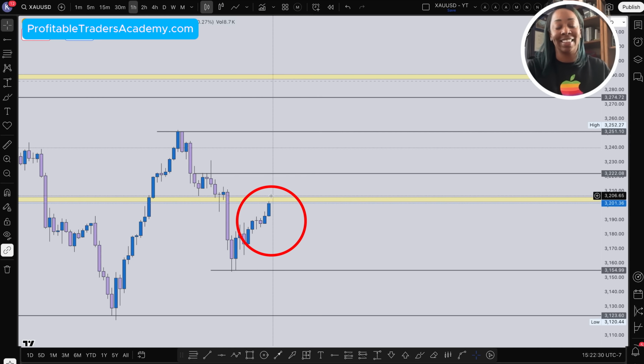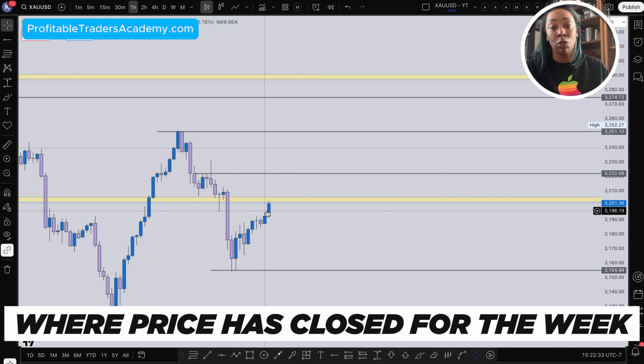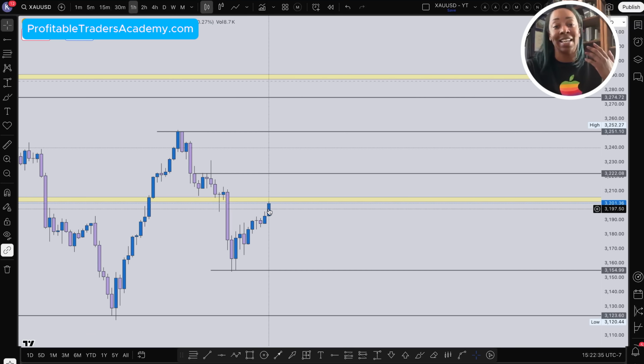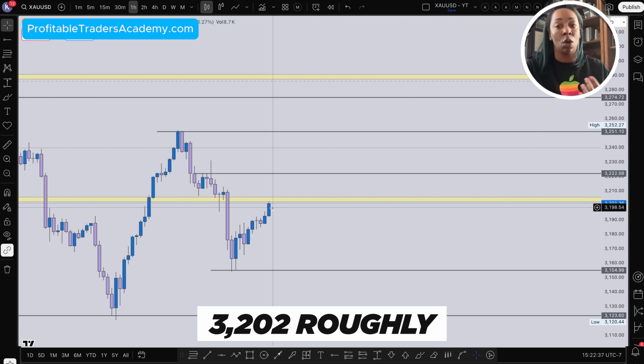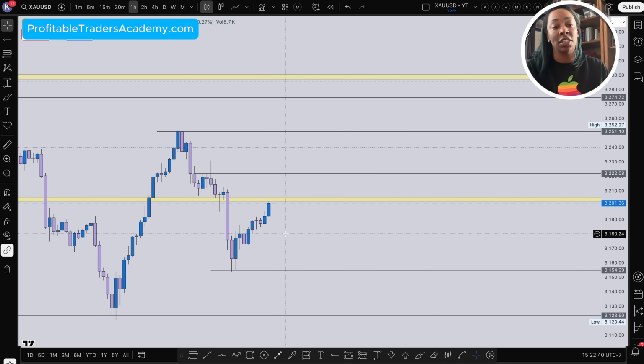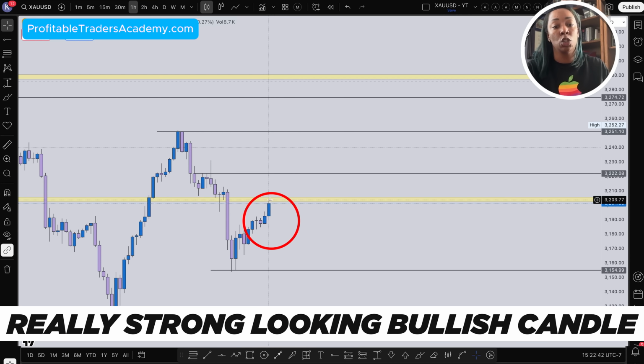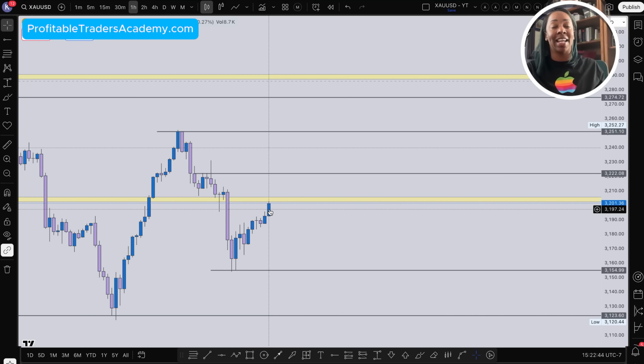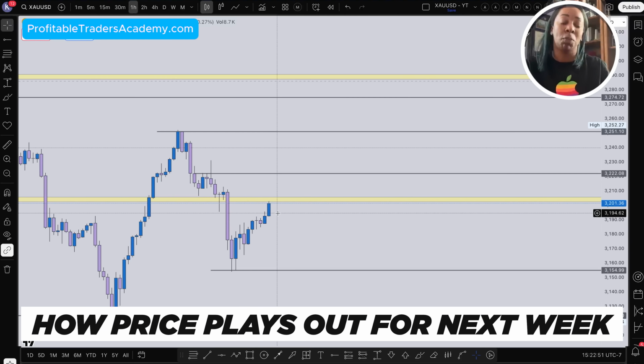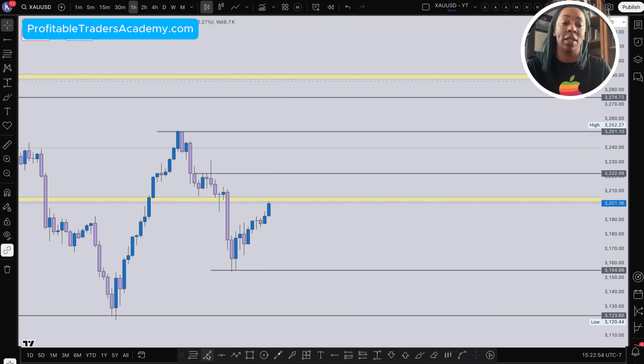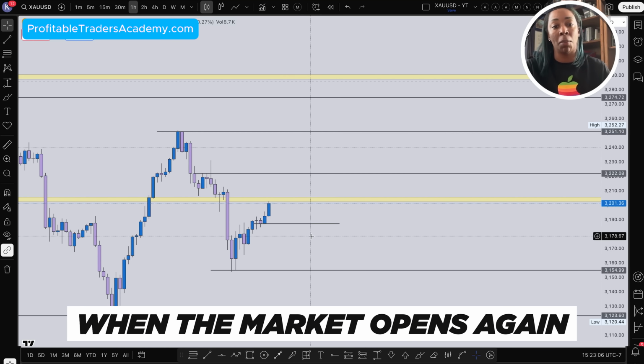So now we're at this level where price has closed for the week. We stopped at this level of 32.02 roughly, and essentially what we have here is a really strong looking bullish candle, but it's right at a resistance level. So it'll be really interesting to see how price plays out for next week. One thing I want to draw is a little level of support, because this could be really important for our trade depending on how things play out when the market opens again.